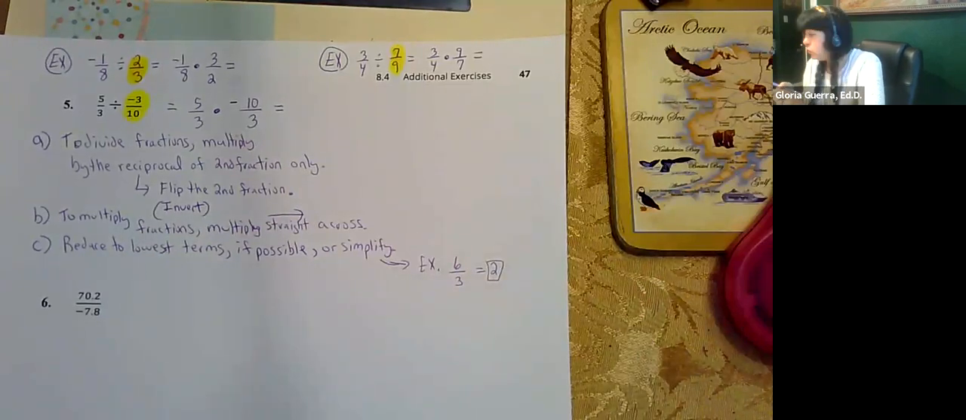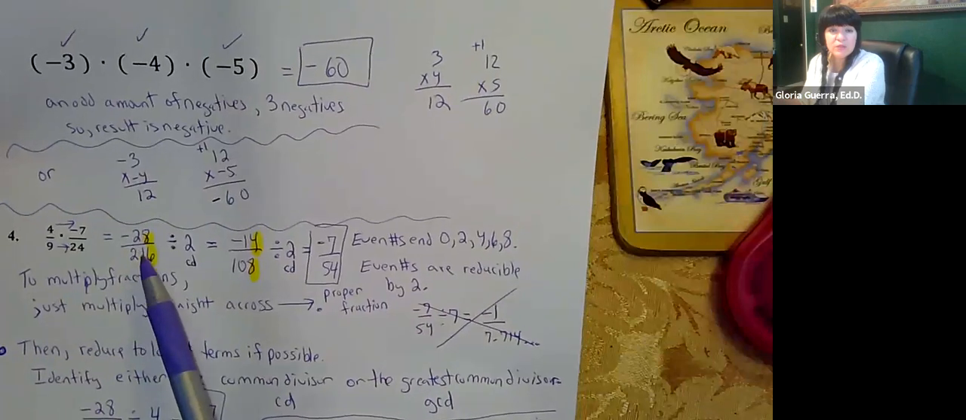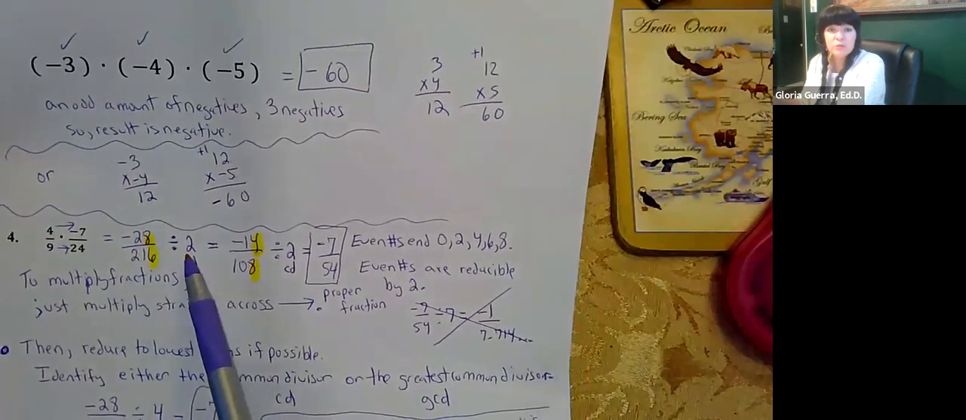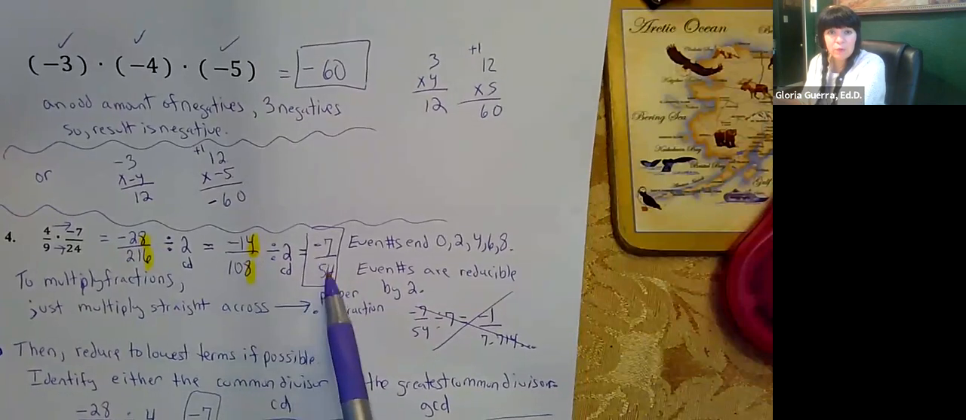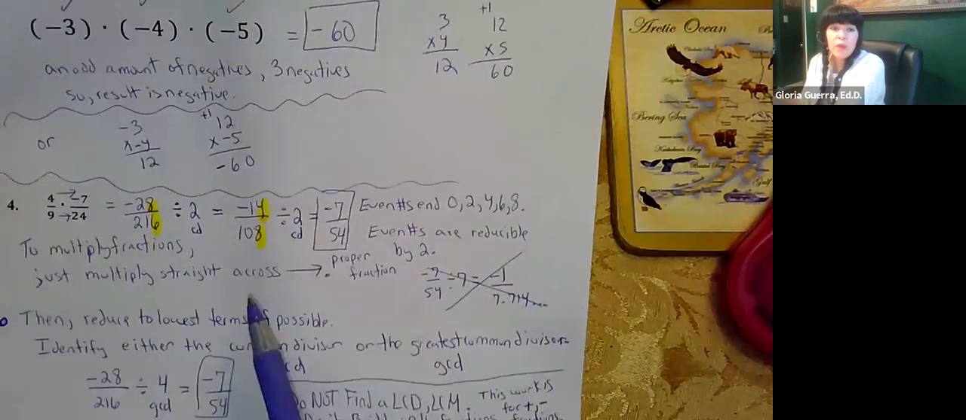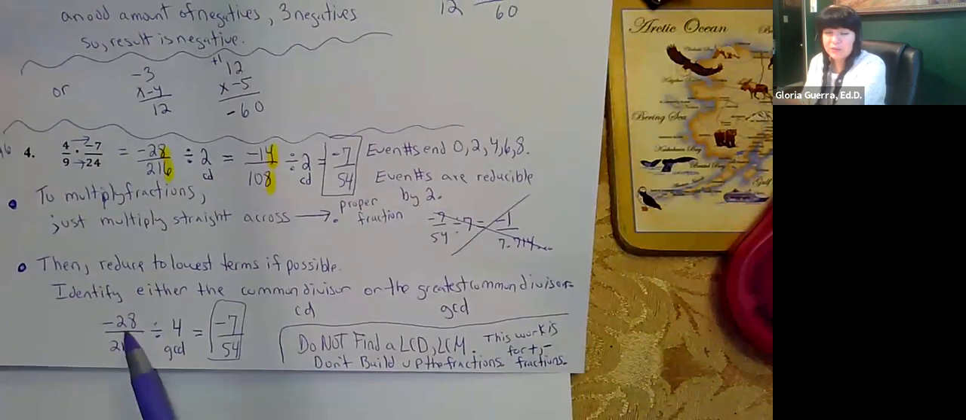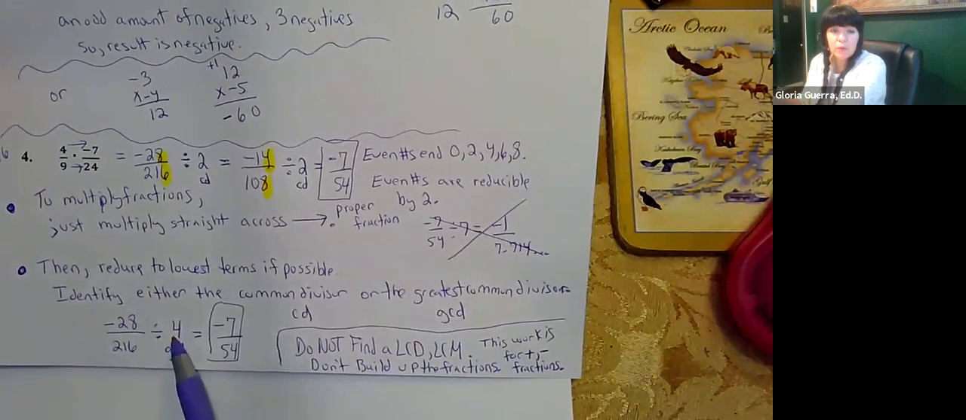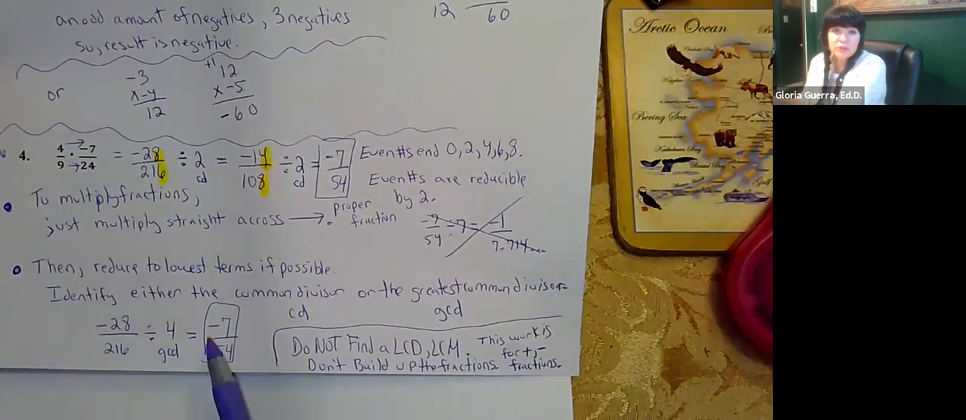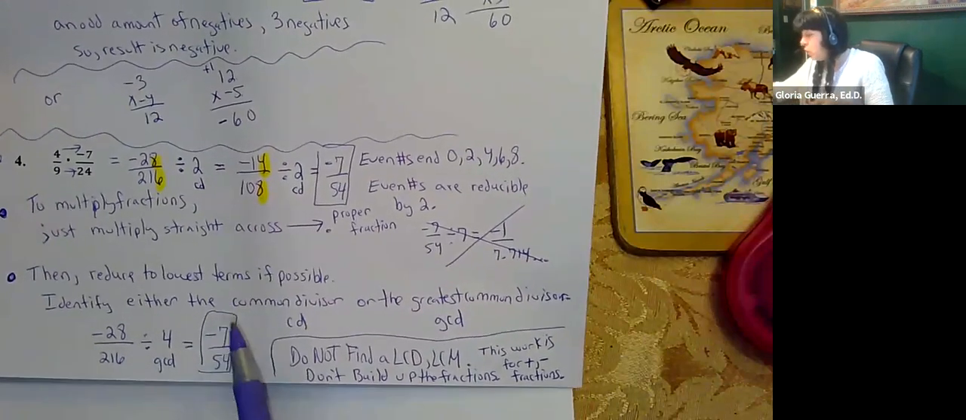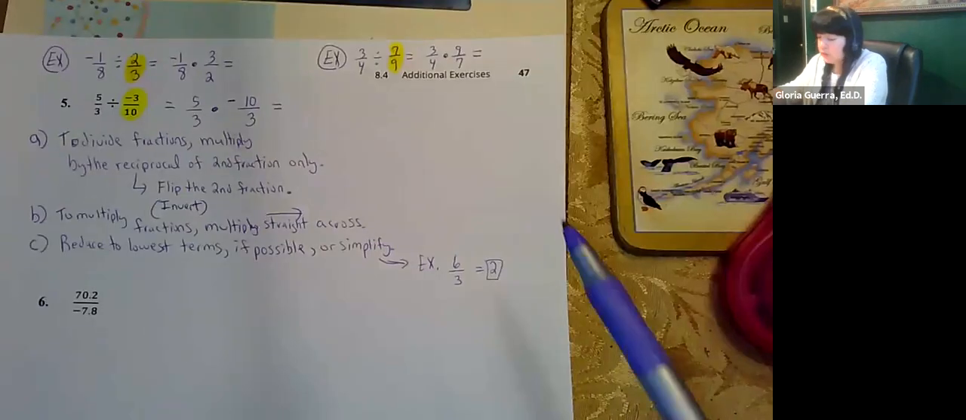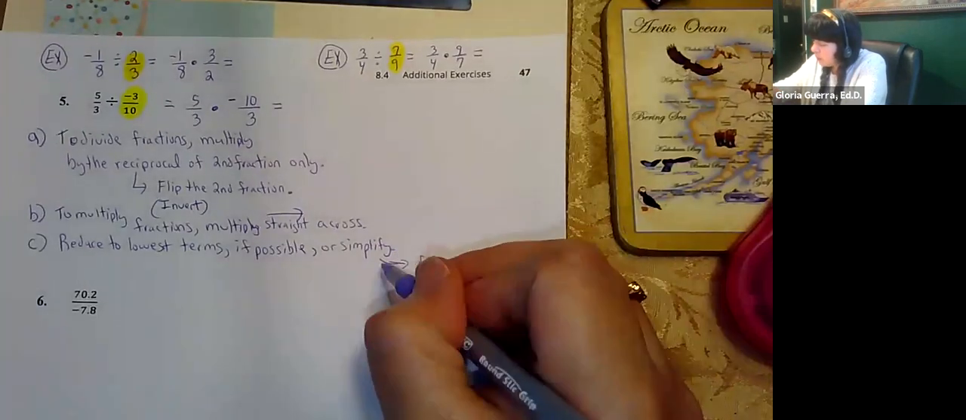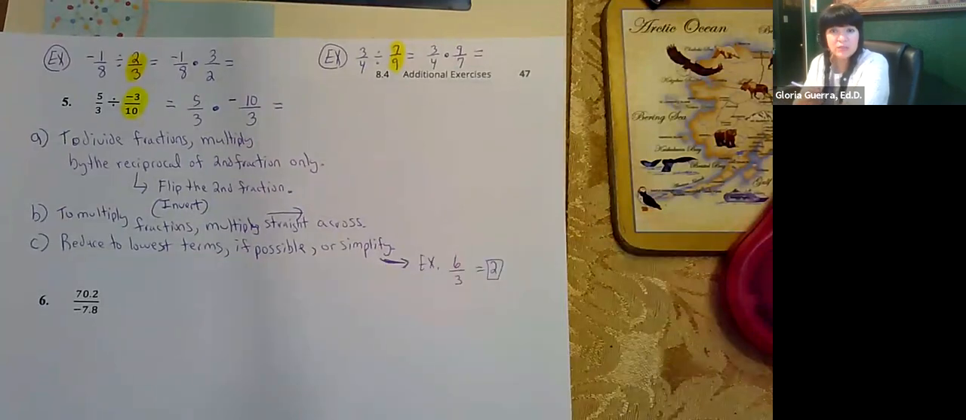Or you might have to reduce. And when we were reducing, like over here, when I had -28/216, I reduced it by 2, and I reduced it by 2 again. I got -7/54. Or I reduced -28/216 a little bit faster just by reducing right away by 4. That's called reducing. So you might have to reduce, or you might have to simplify. If you get something like 6 divided by 3, that's just 2. That's simplifying. Okay.